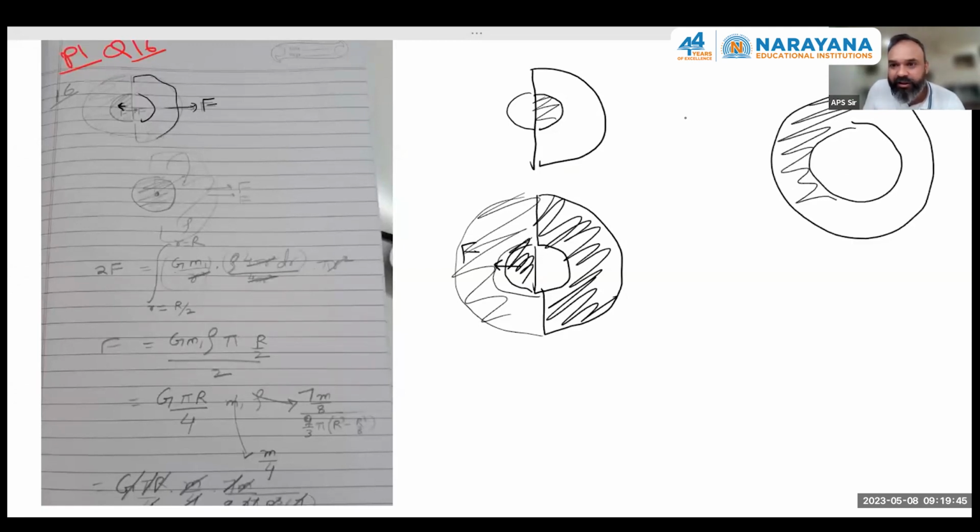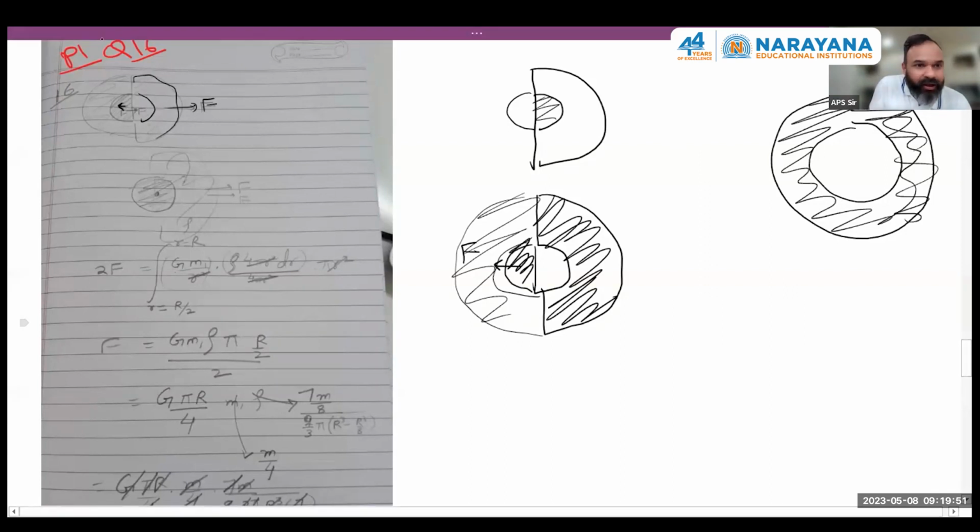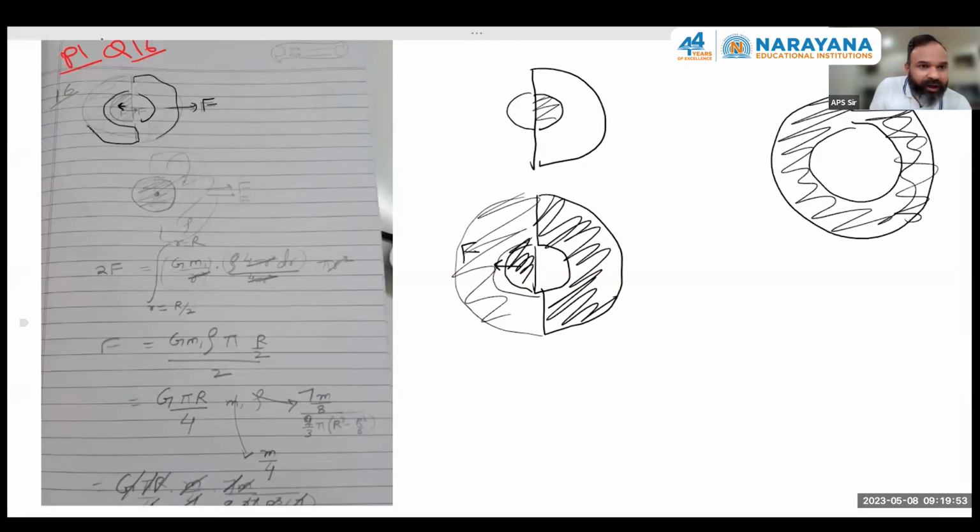But there's a property that within the cavity of a sphere, the field is zero. Gravitational field is zero. So what I did, hypothetically, I made extra mass on this side, right? And then I knew that because of this complete outer body, the force on the inner hemisphere is zero. But this guy was applying a leftward force F. So this will also apply a rightward force F because the net force on the inner guy is zero.